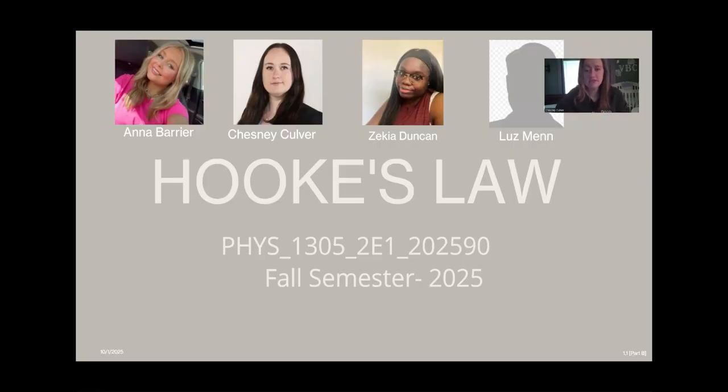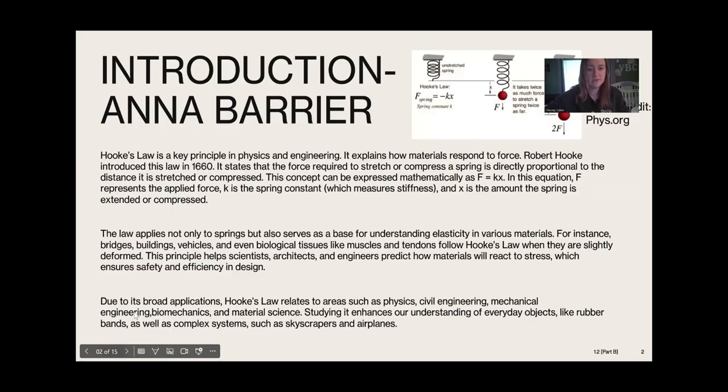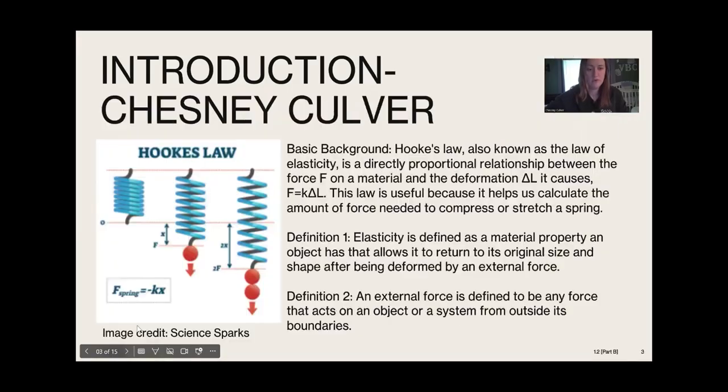So just getting started here, I'll go ahead and move into our introduction about Hooke's Law. Okay, so in my portion of the introduction, we're just going to talk about Hooke's Law, a little bit of background, a couple definitions, things like that.